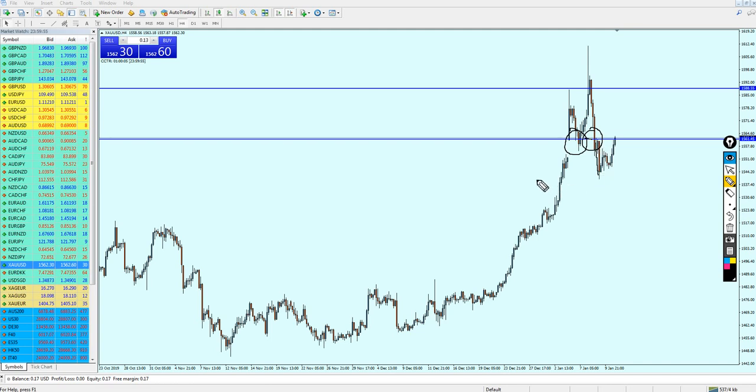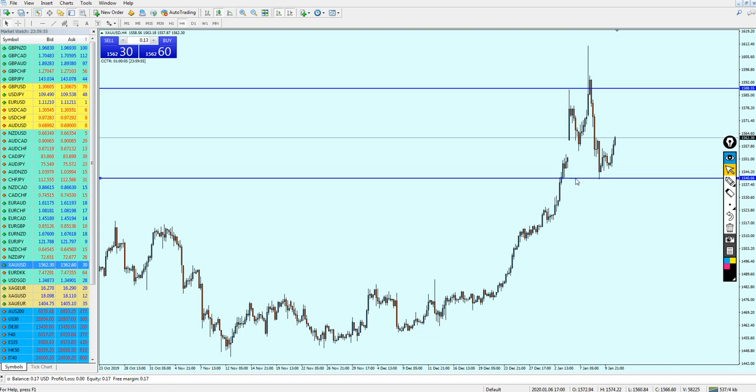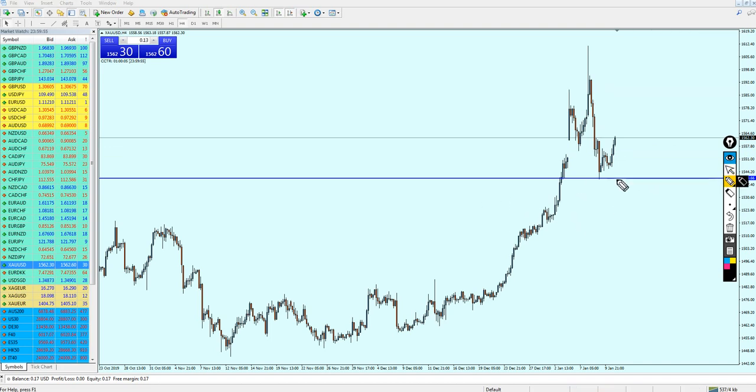We can see that the gold has reversed on the support level. So we have here support number one, and the gold has reversed exactly on this level of support number two. Now, I just want to see why the gold reversed on this level instead of this level. That is going to be an interesting experiment. So let's check out together what the reason was.